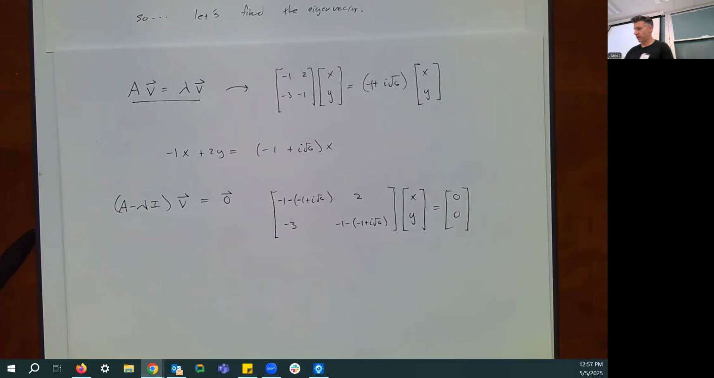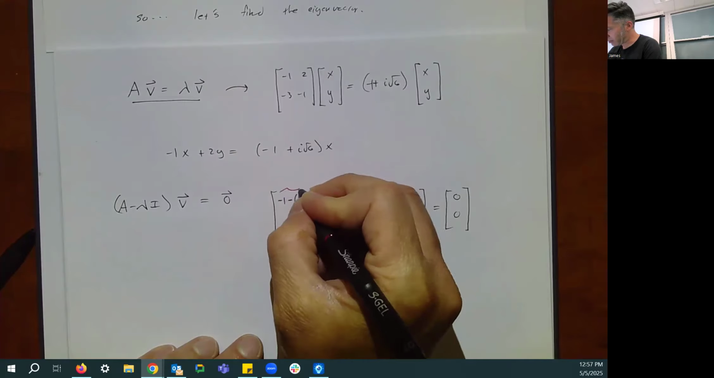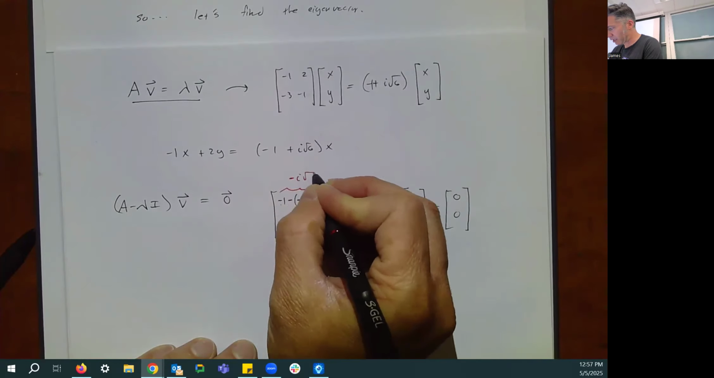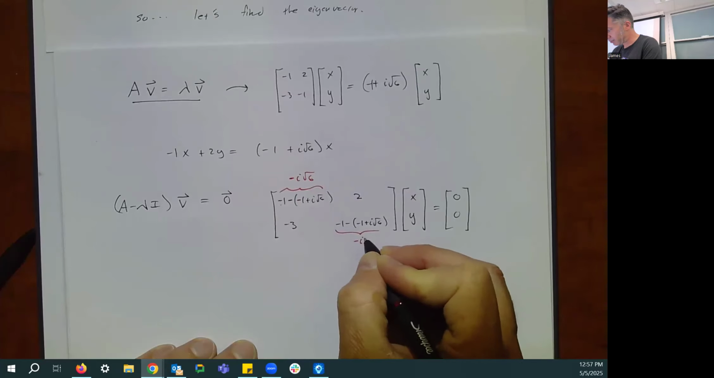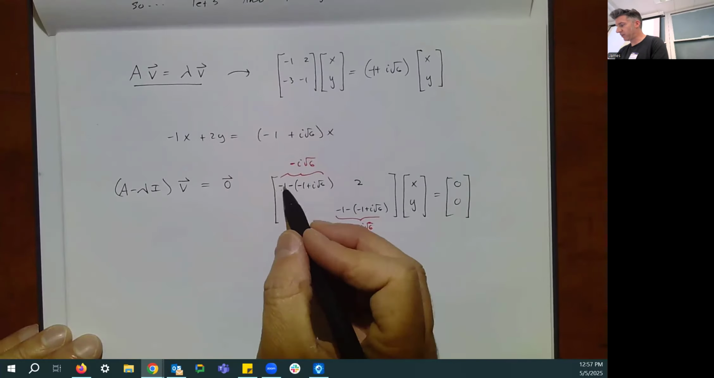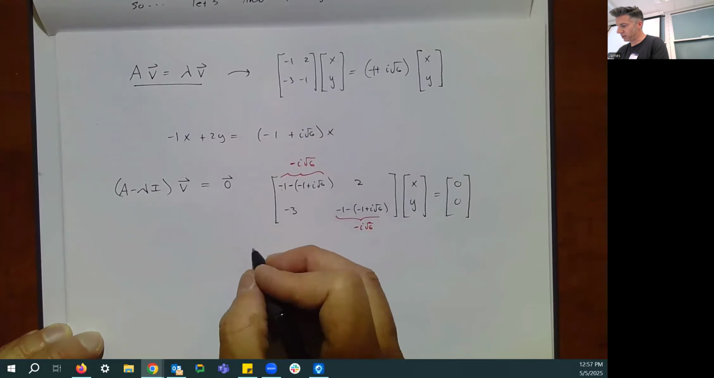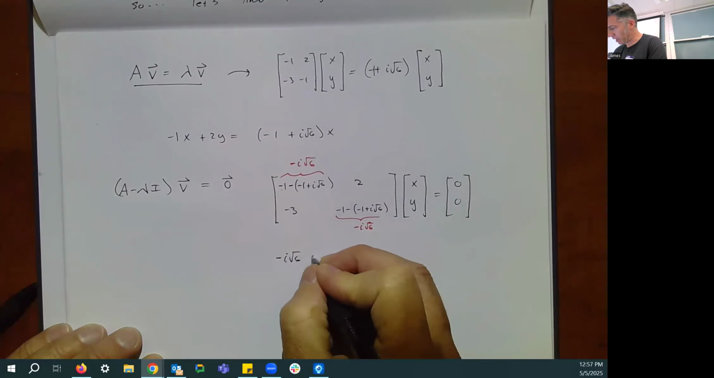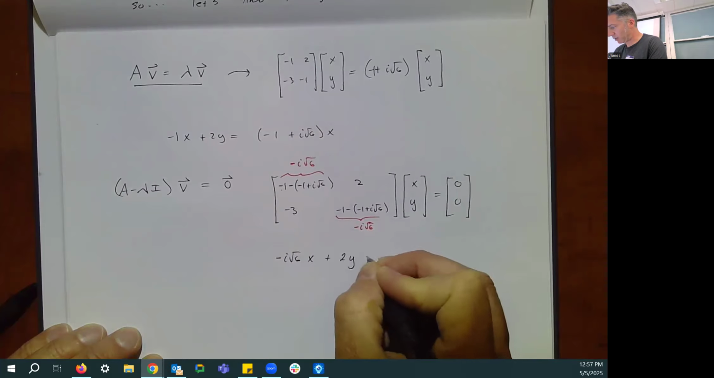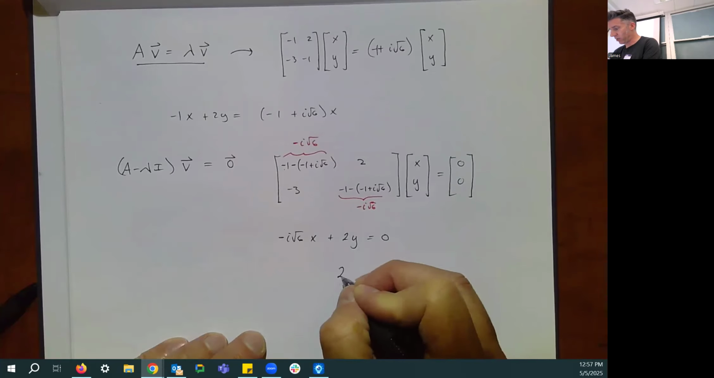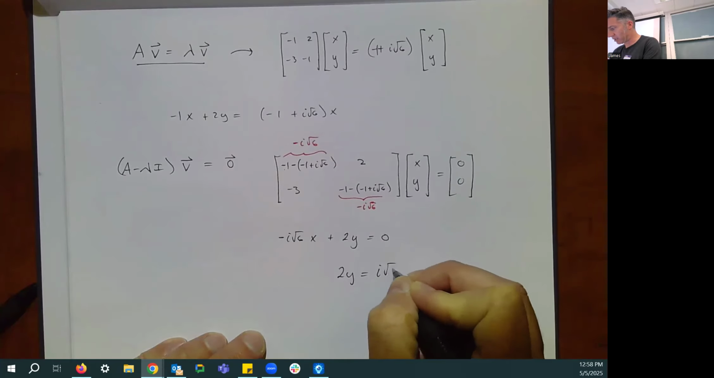Now, I'm going to simplify these a little bit here. I'll point out that this part is just going to be -1 plus 1, which is 0, so this is going to be -i√6, and so is this. Here's my point: I think it's much easier to look at this first row times x, y equal to 0. So -i√6 times x plus 2 times y equals 0. And then it's very straightforward to isolate y. 2y is just going to be i√6 times x.